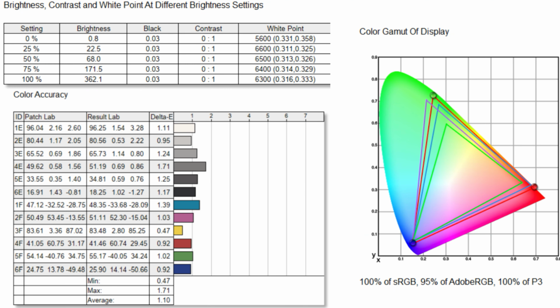And in terms of the color gamut, it was great: 100% of sRGB, 95% of Adobe RGB, and 100% of the P3 color space. And the color accuracy was also great, averaging a 1.1 delta E.